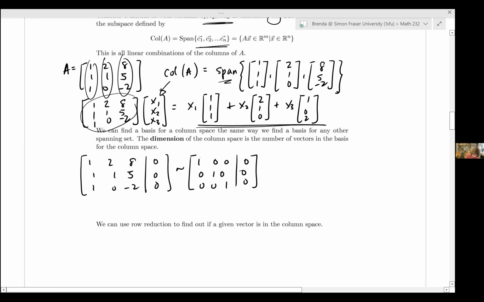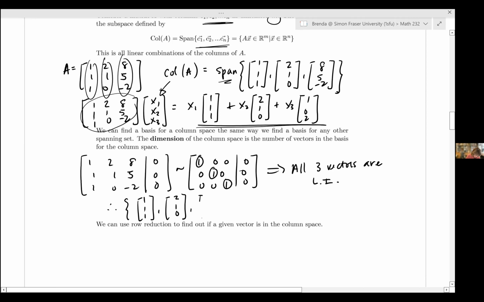And what does this tell me? There is a leading one in each column. This tells me that all 3 vectors are linearly independent. Therefore, the 3 vectors that I have are a basis for the column space. Further, because this is a basis and it consists of 3 vectors, I could write that the dimension of the column space of A is 3.